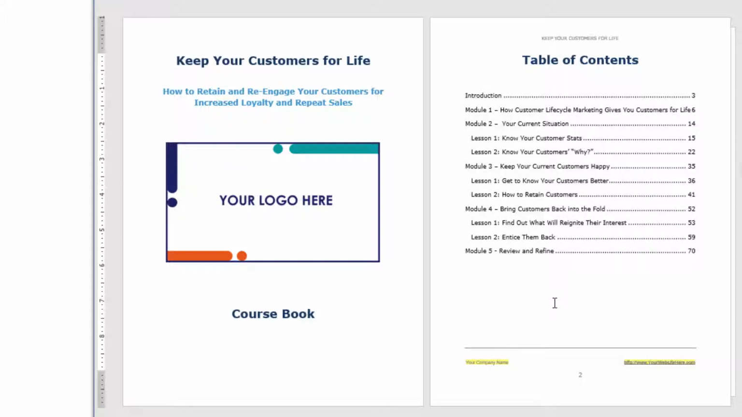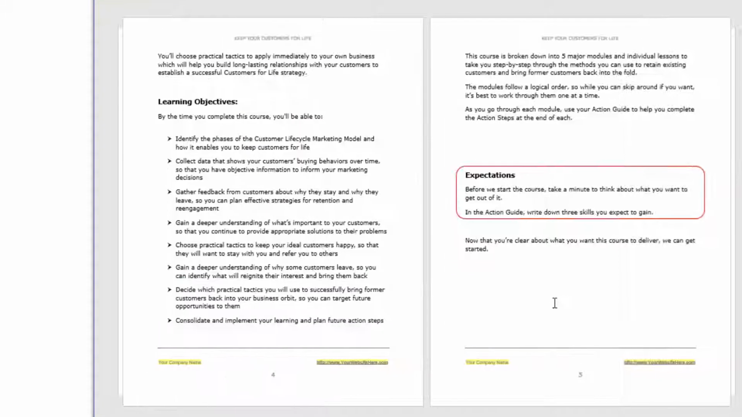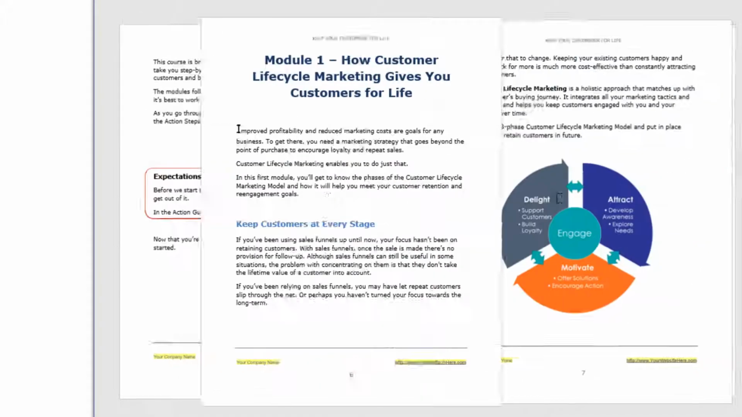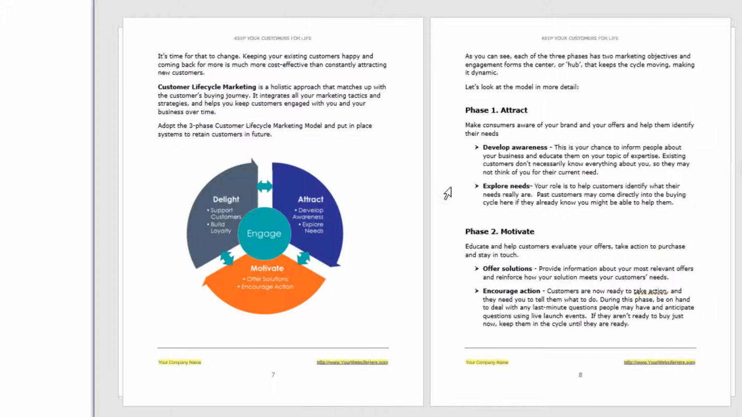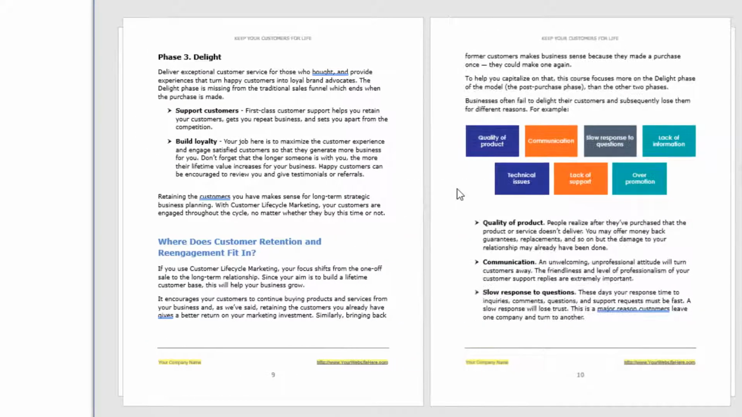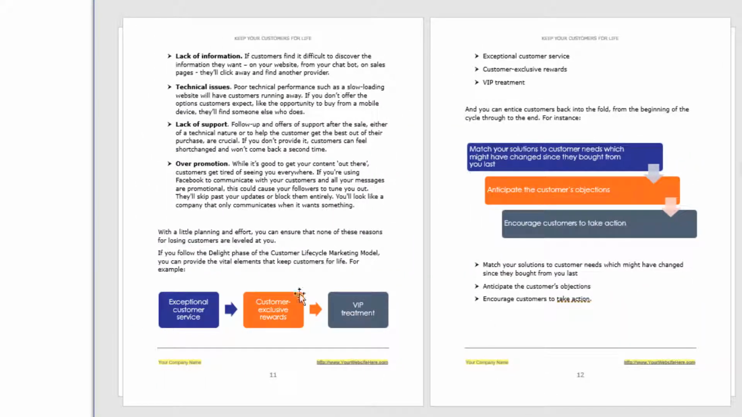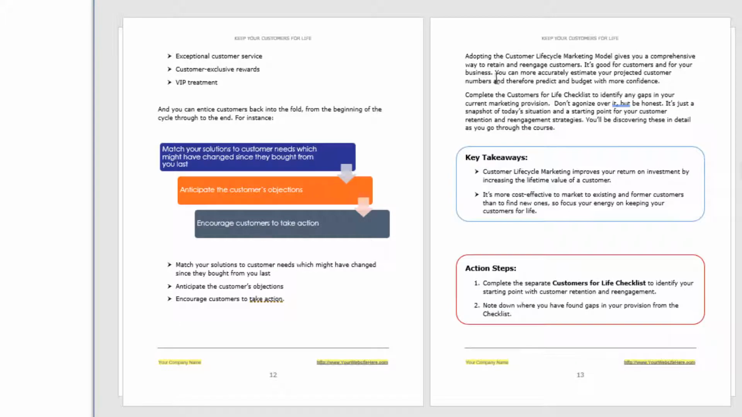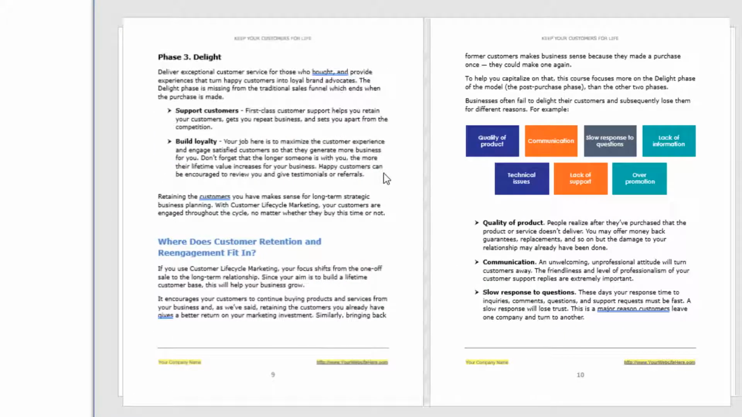All the modules have an overview on this page, and I'll just scroll through so you can see. Learning objectives are there. At the end of each module, you'll see a place for action steps. You can see these graphics in here. So at the end of each one, as I said, there's the action steps. There's also key takeaways. So there's a nice little summary. And let me just go back here a second.